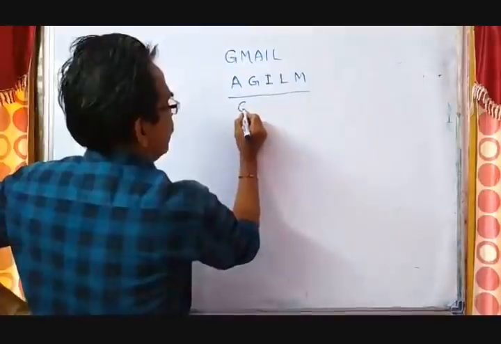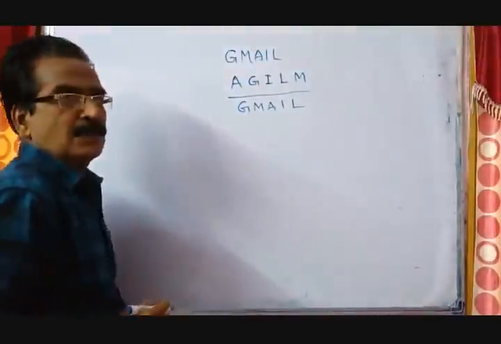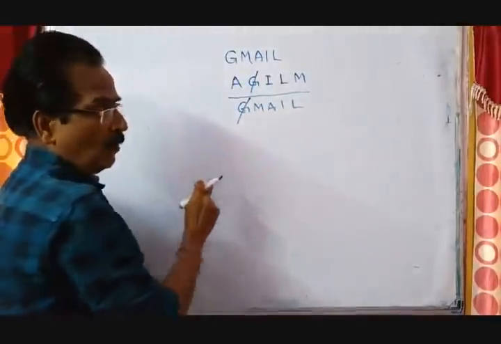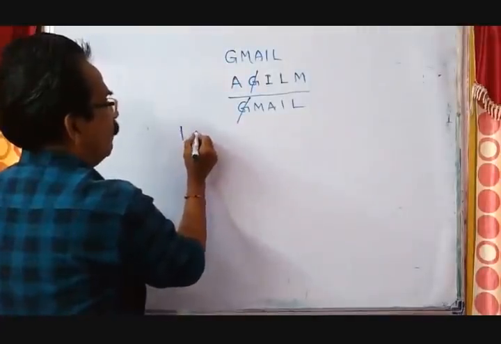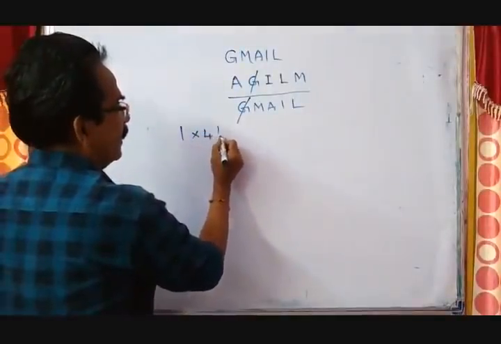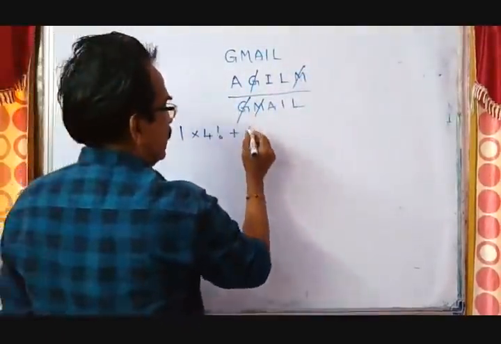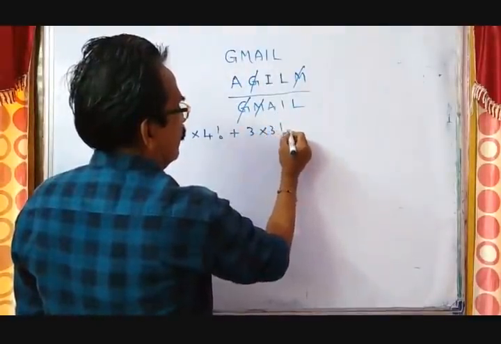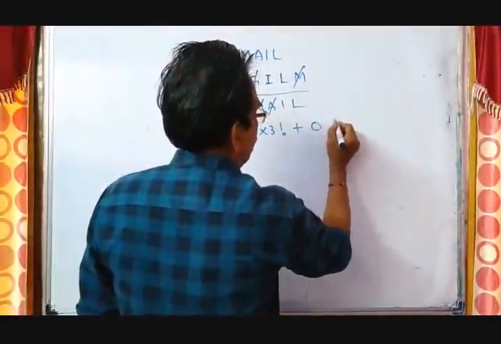Now we have to write the given word Gmail. So first we have to cut G. How many letters are there to the left of the letter G? 1. 1 into 4 letters are there to the right of G, 4 factorial, plus, let us cut M. 3 letters are remaining to the left of M, 3 into 3 factorial, plus A. No letter is remaining to the left of A.